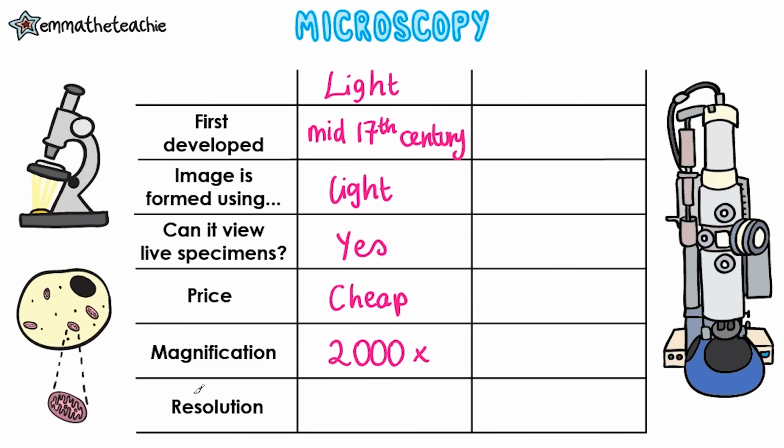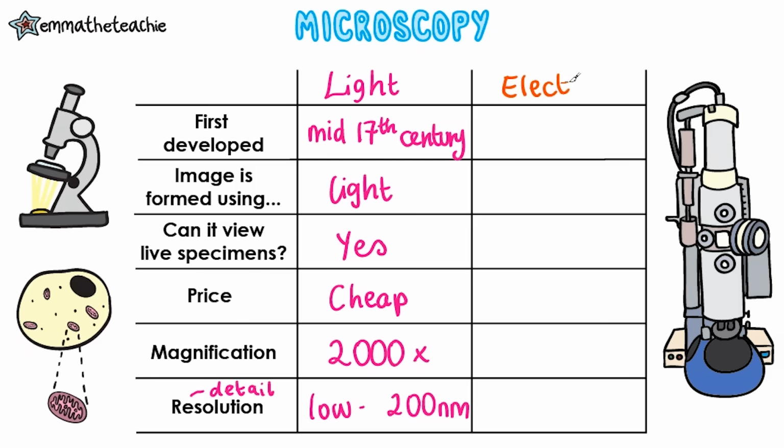Resolution is all about the details you can see. It is the ability to see two things as separate objects. A high resolution means you can see lots of detail and everything is clear and separated. The light microscope has quite a low resolution, with a resolving power of around 200 nanometers.